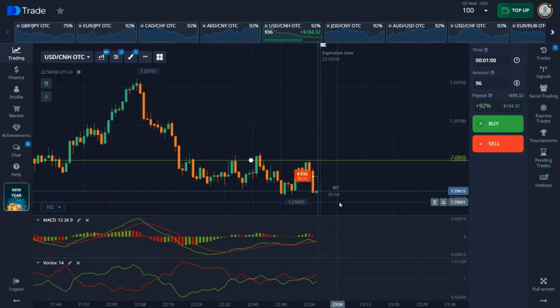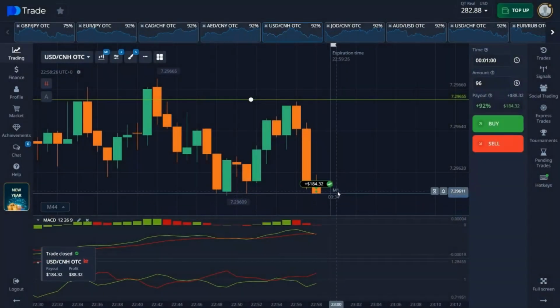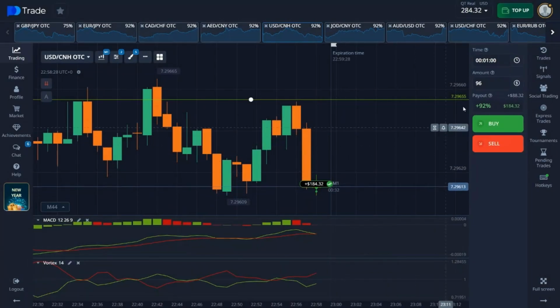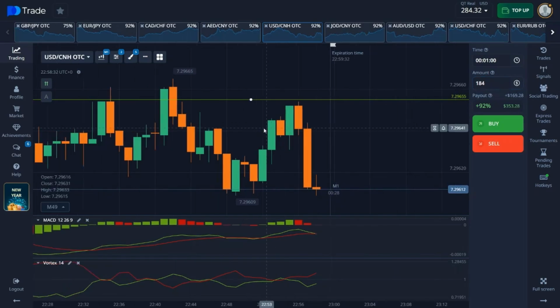So, the next deal amount, friends, is $184. We set this amount and move to the next asset. So, friends, we will work with this currency pair. Here we will have a position for a decrease. Here we clearly see the resistance level, which the price has approached.